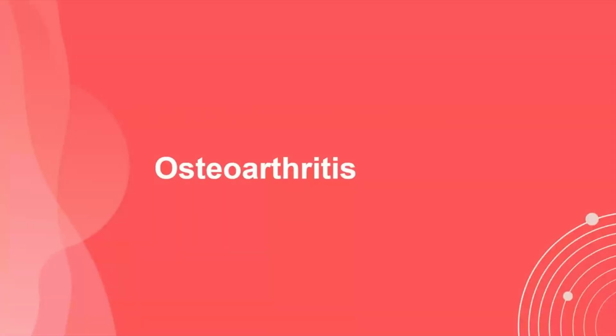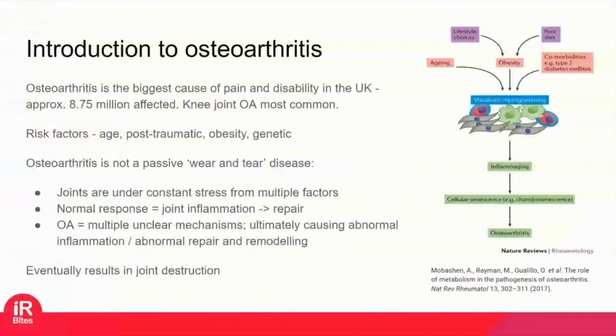So a bit on osteoarthritis, because I think that's where MSK intervention done by interventional radiology is going to head in the future. But in this talk, we'll cover a few other areas as well. So just an introduction to osteoarthritis. As we know, it's one of the biggest causes of pain and disability in the UK, and almost 9 million people are affected by this condition in some form, in any joint. The knee is the most common joint where osteoarthritis happens.